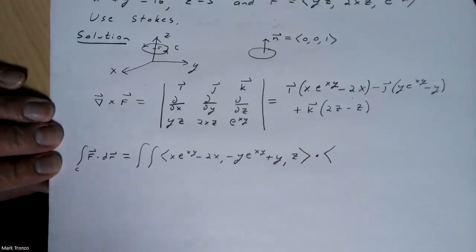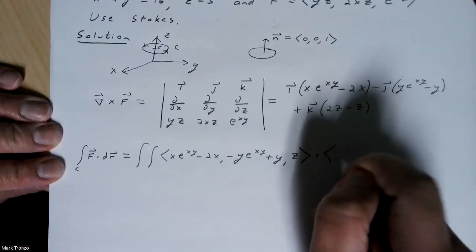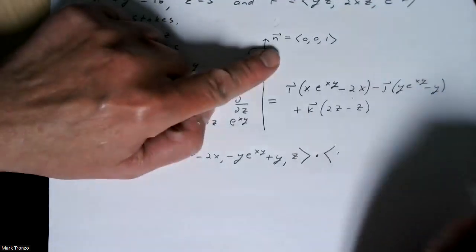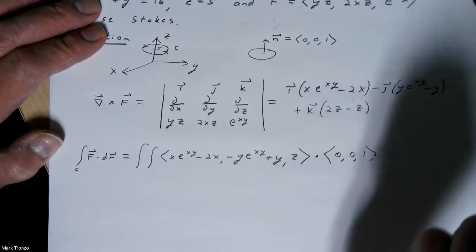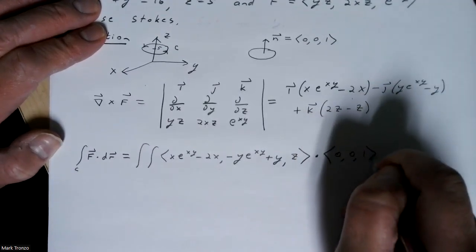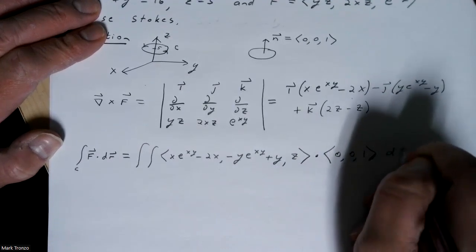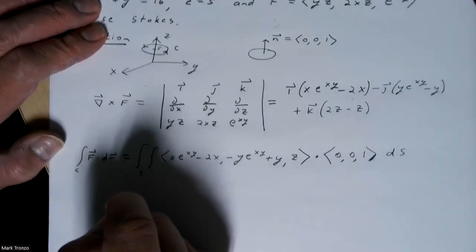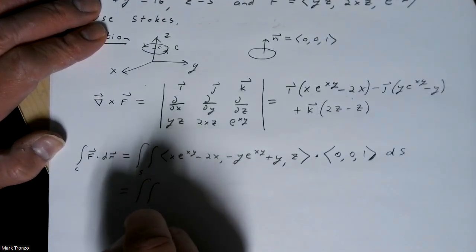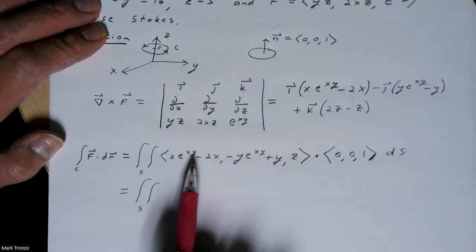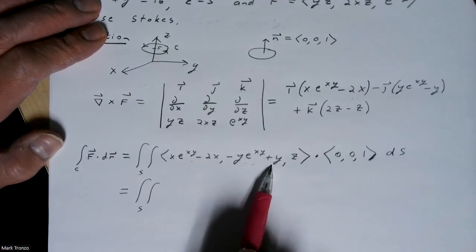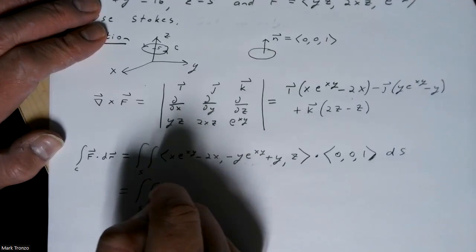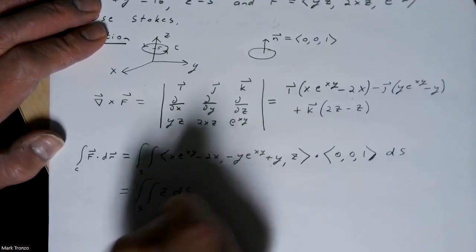And then dotted with the normal 0, 0, 1, dS. And notice now, this will be 0. We multiply that. And then do the dot product here. That'll be 0 plus z. So we just end up with z dS like that.